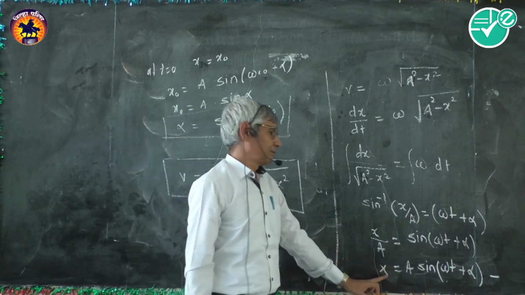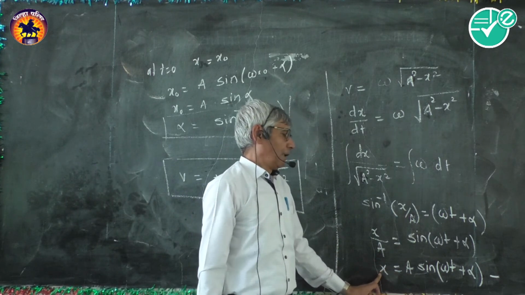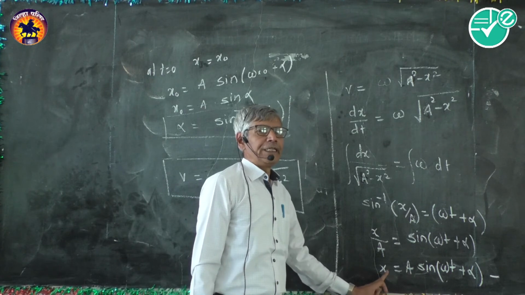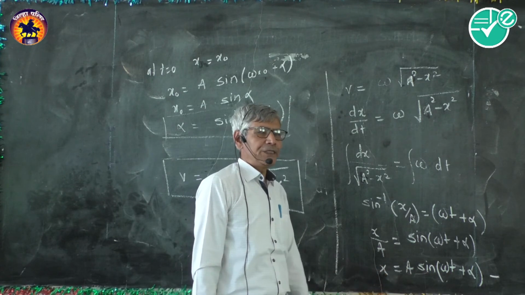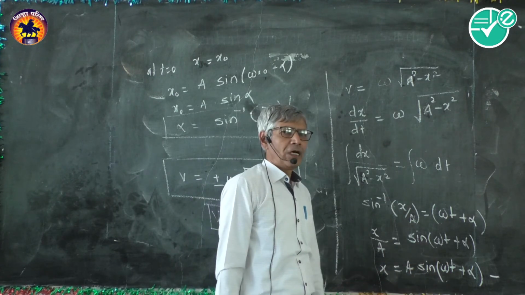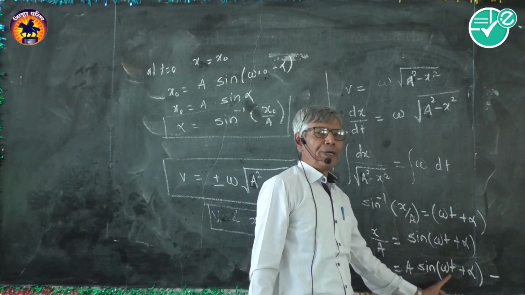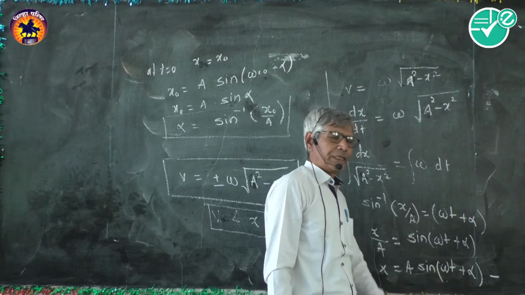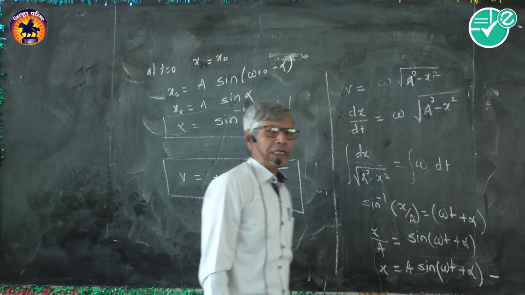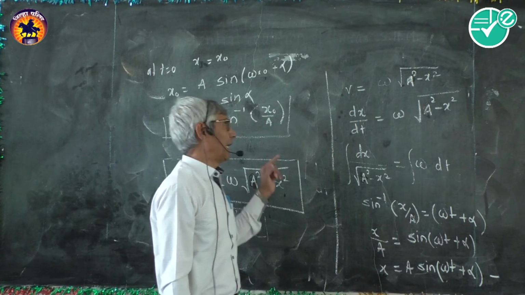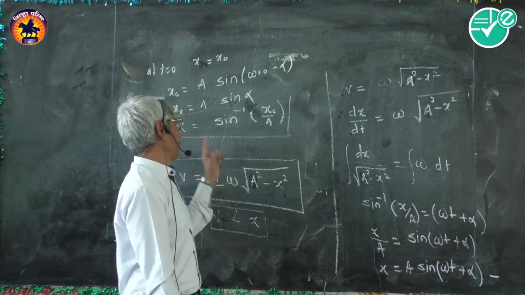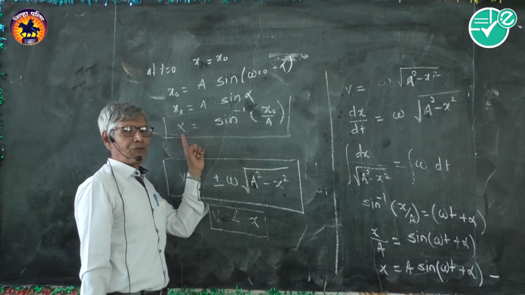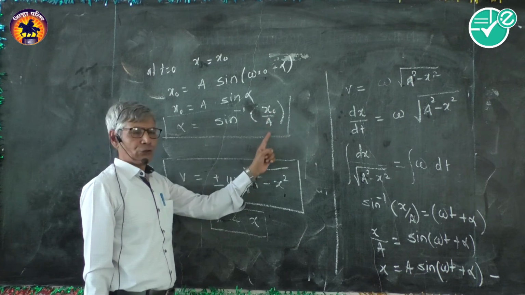In this term, x represents the linear displacement of the particle from the mean position, A is the amplitude, and the term omega t plus alpha is called the phase angle at a given instant t, and alpha is called the initial phase or epoch at t equal to 0. And the value of alpha is given by alpha equal to sin inverse x0 by A.